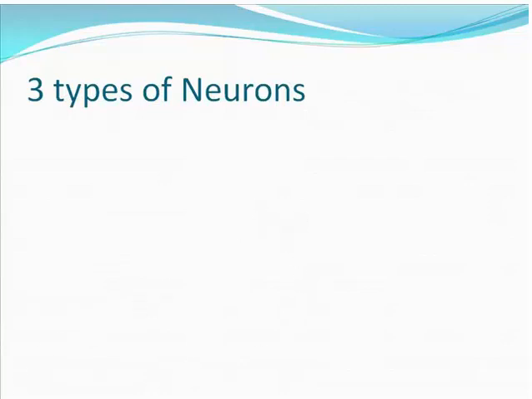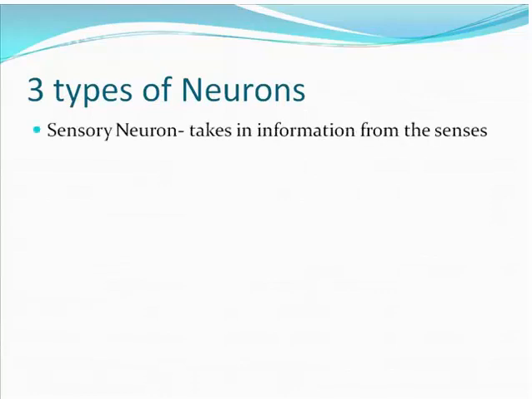So last lecture we learned about the three parts of the neurons, but this time we're going to learn about the three types of neurons. So basically there's three types. The first is the sensory neuron. Some people call them the afferent neuron. So you should kind of know them as sensory or afferent neurons usually.